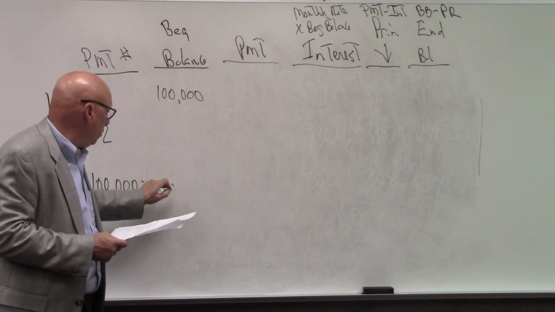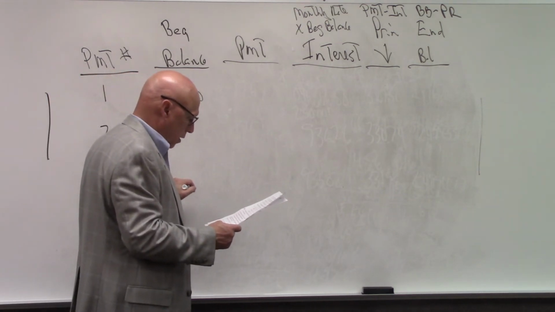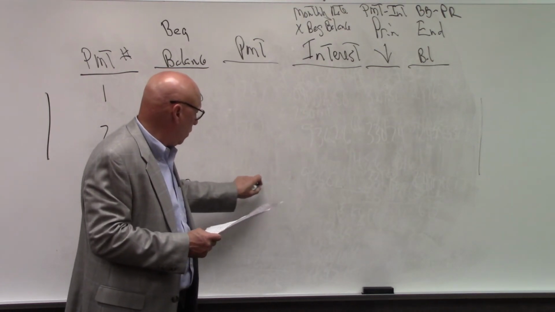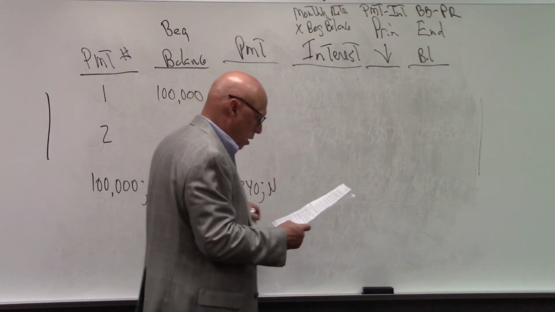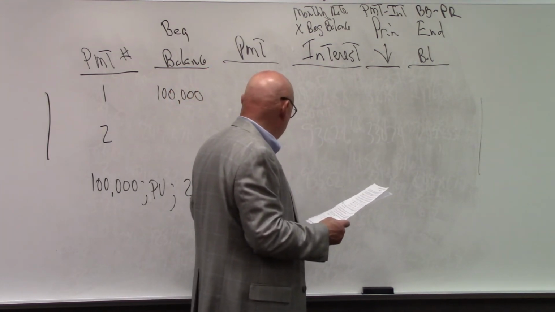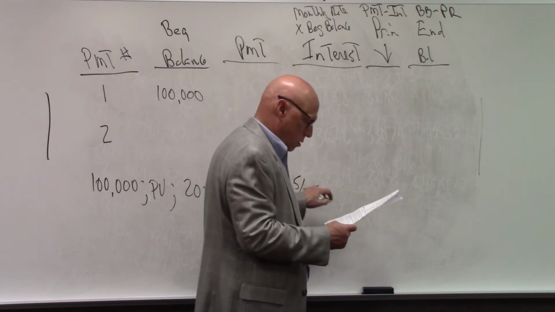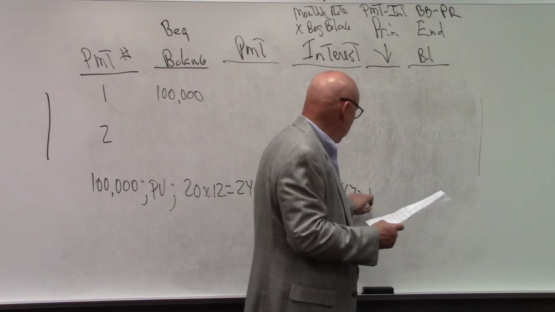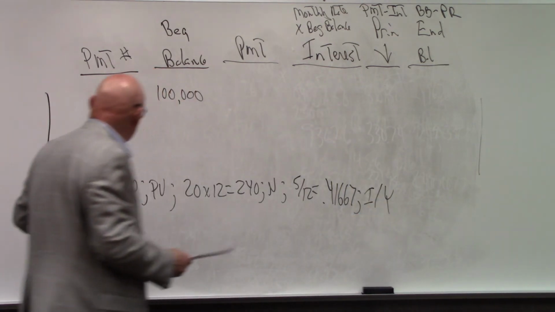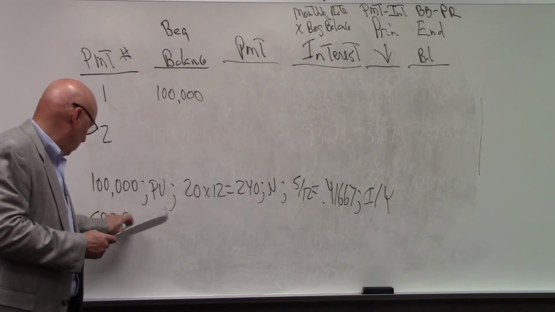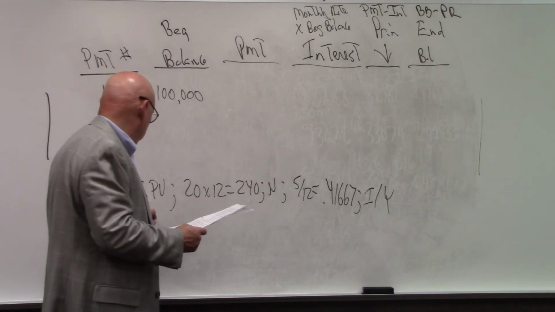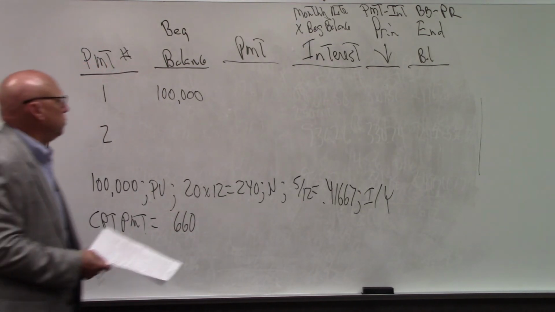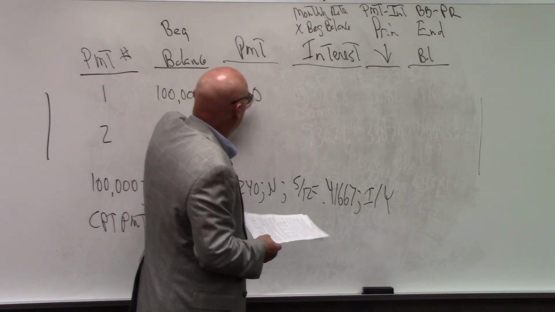is our present value, and 20 times 12, 240 is our N, and 5 divided by 12 equals 0.41667 is our IY. Compute payment, and we get $660. There's our payment. All right, so let's put that in there, 660 and 660.